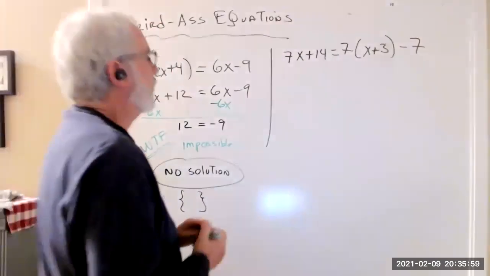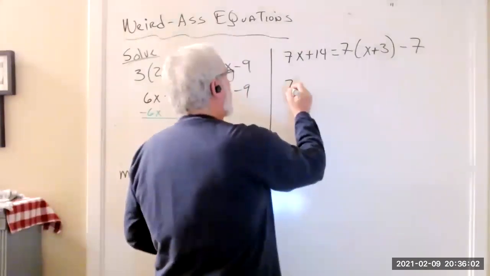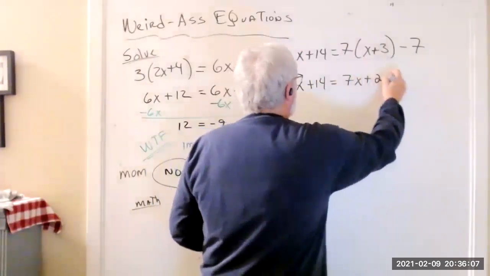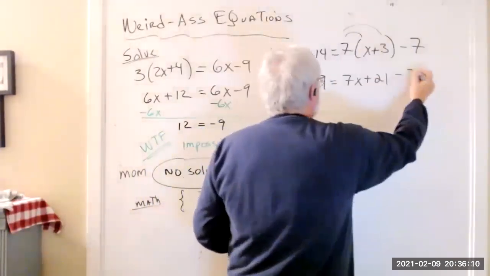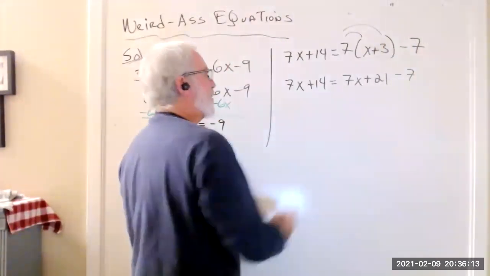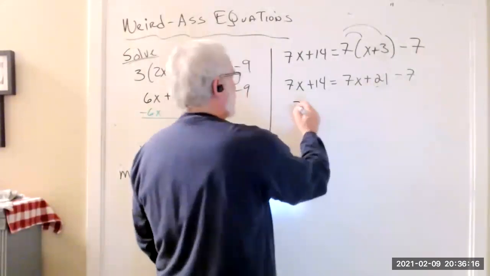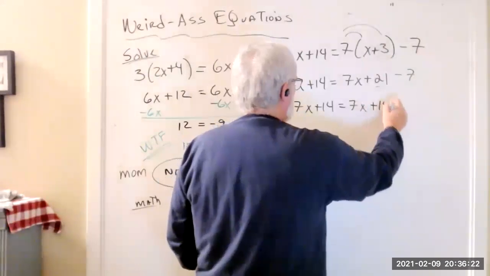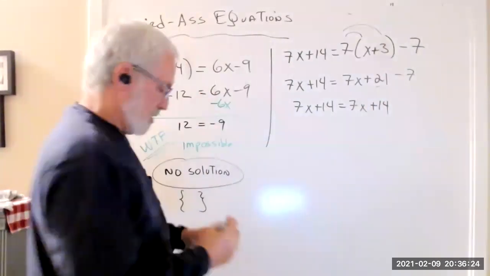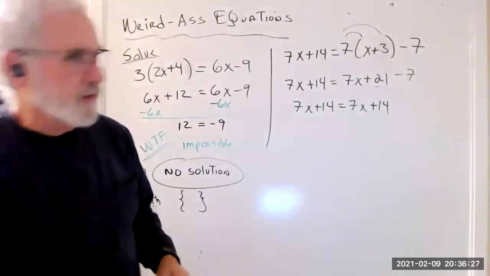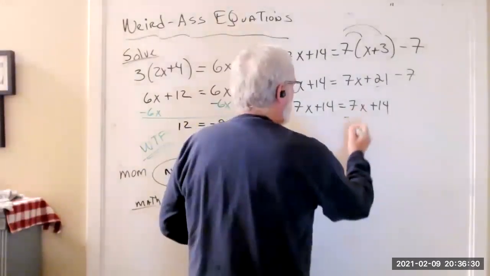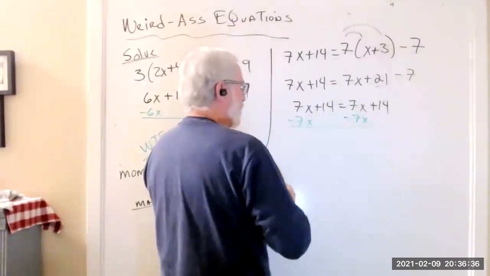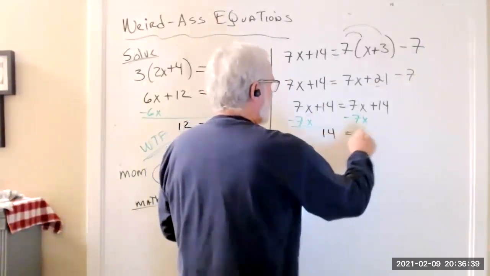Okay, so if we go through the steps, we get 7x plus 14 equals 7x plus 21, because we distribute, take away 7. So combining like terms, we get 7x plus 14 equals 7x plus 14. Huh? If we follow our rules, if we get our x's together, if we take away 7x from this side and take away 7x from this side, we get 14 equals 14.